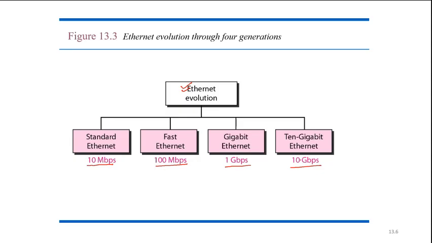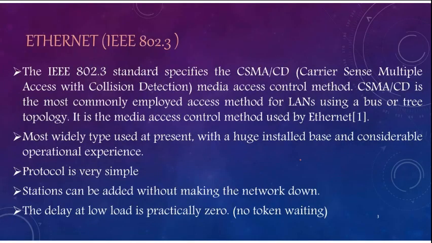So we will be going with the basic one, that is the basic Ethernet, 802.3. Here the IEEE 802.3 standard specifies CSMA/CD, carrier sense multiple access with collision detection, which we have already gone through.